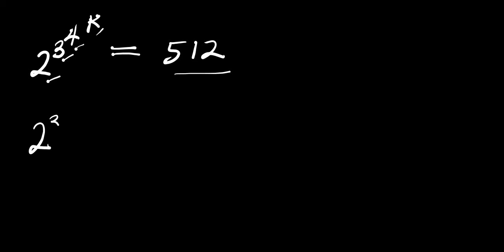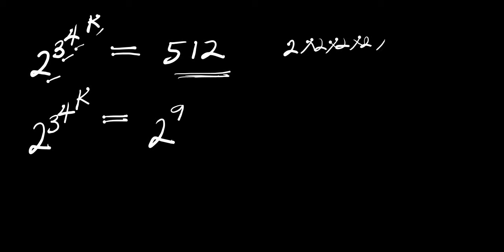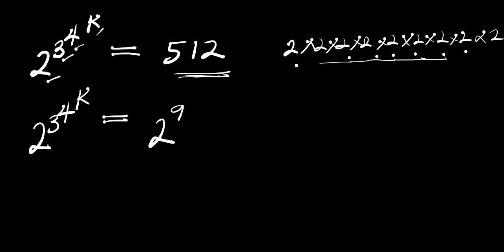Now, we have 2 power 3, power 4, power k, and this equals 512. Here 512 is simply 2 power 9. Now, if you have 2 times 2 times 2 times 2 times 2, you have 1, 2, 3, 4, 5, 6, 7, 8, 9. So if you multiply it out, 2 times 2 is 4, 4 times 2 is 8, 8 times 2 is 16, 16 times 2 is 32, 32 times 2 is 64, 64 times 2 is 128, 128 times 2 is 256, 256 times 2 is 512. So this 2 power 9 is the index form of writing this.